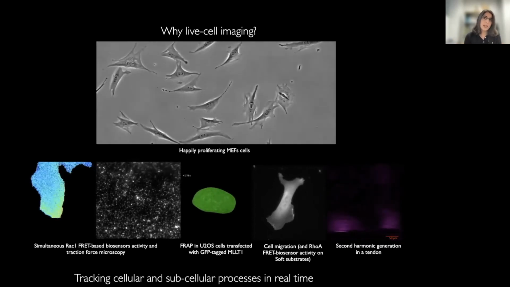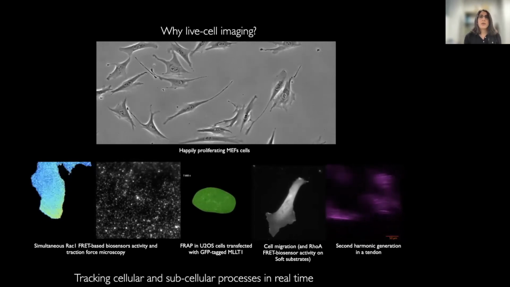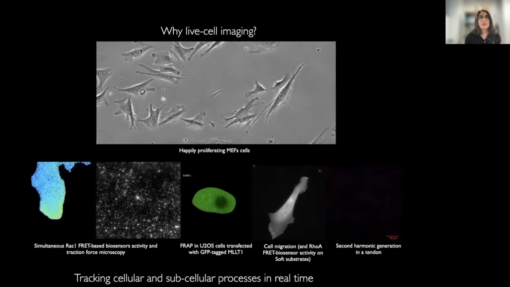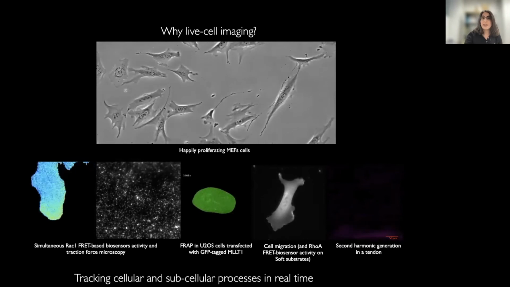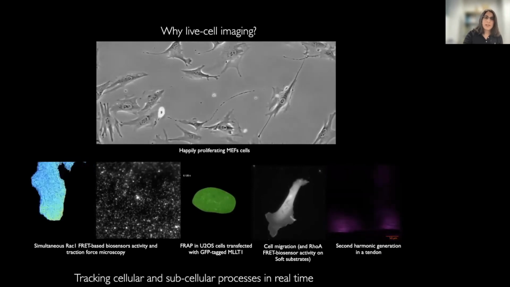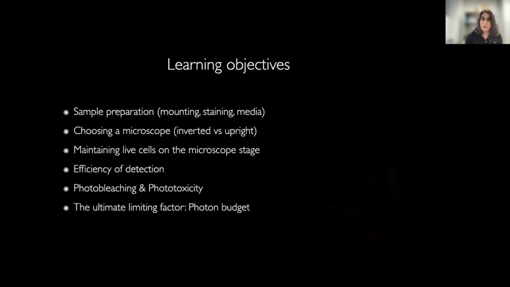In this video, I would like to guide you through the most important considerations when designing a live cell experiment. These are, for example, sample preparation, choosing a microscope, whether it's inverted or upright, maintaining live cells on the microscope stage, efficiency of detection, photobleaching and phototoxicity, the ultimate limiting factor, which is your photon budget. So let's start with sample preparation.